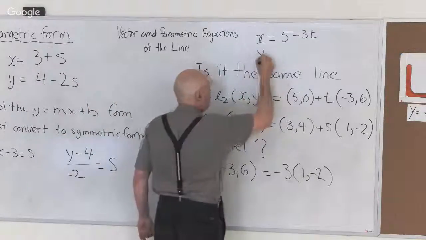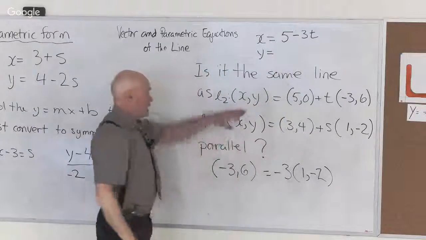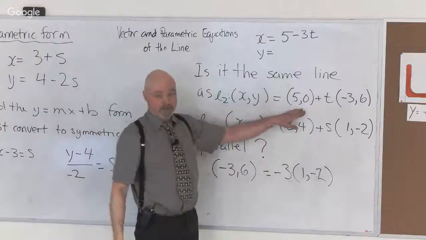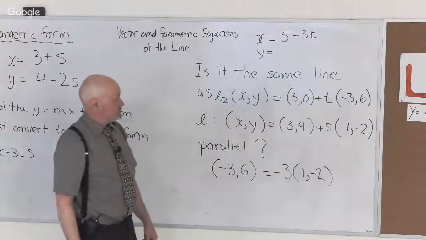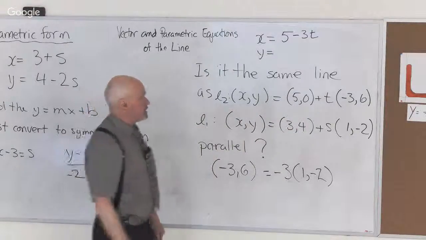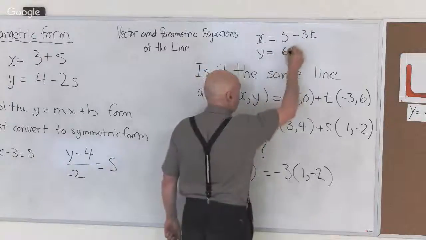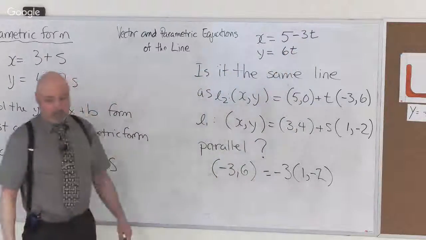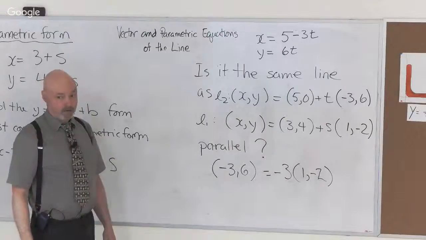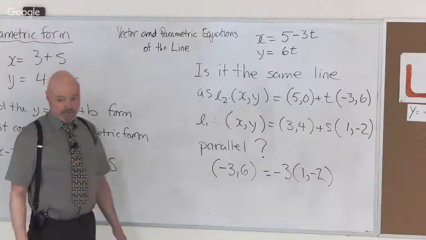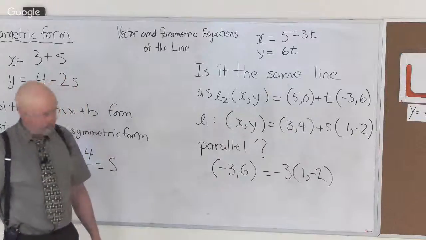Can you tell me what the parametric form of y is for this new line that we're looking at? 6t. Exactly, yes. Okay. We don't have to put the 0 in there, so it's just 6t. All right. Good so far? Does that make sense? Parametric form?